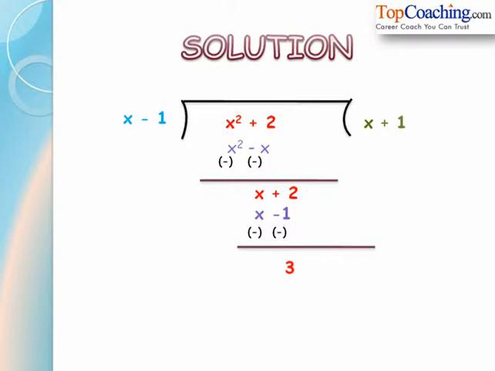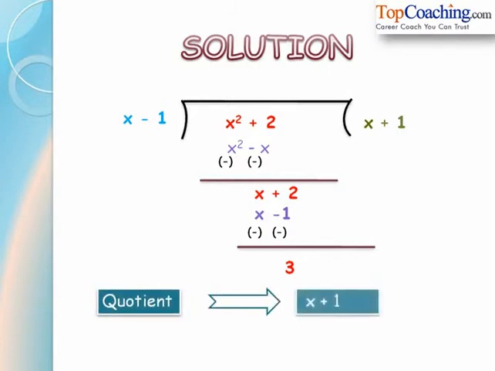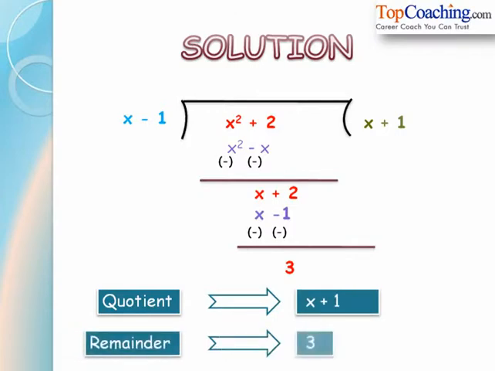Now this becomes a dividend. But we also observe here that the degree of this is equal to 0 and the degree of this is equal to 1. So we stop the division process here. So what we observe here is that the quotient is equal to x plus 1 and the remainder in this case is equal to 3. When we divide x square plus 2 by x minus 1, we get the quotient as x plus 1 and the remainder as equal to 3.